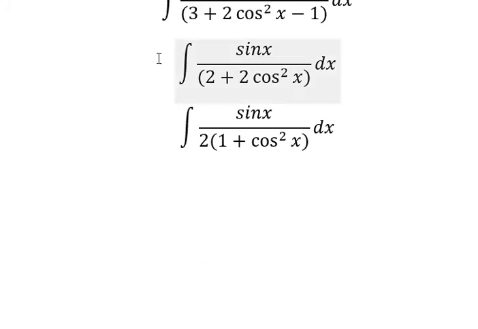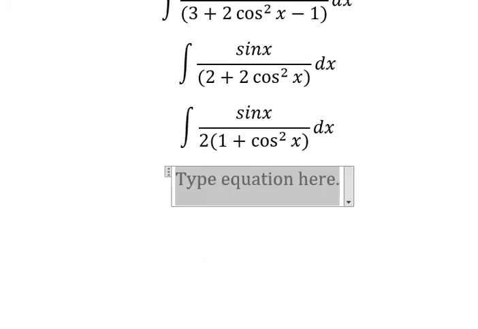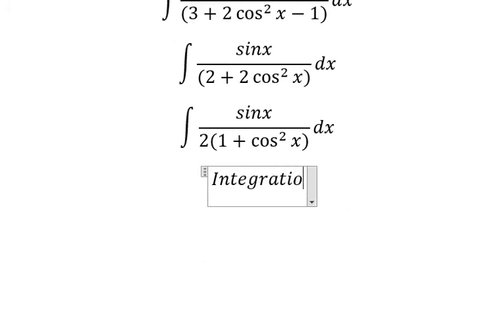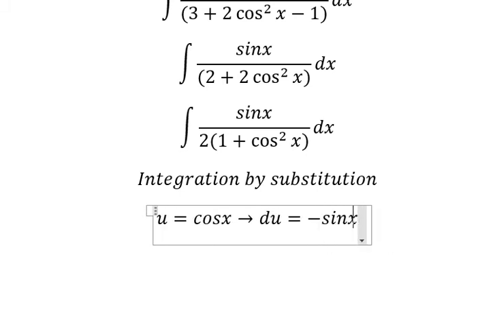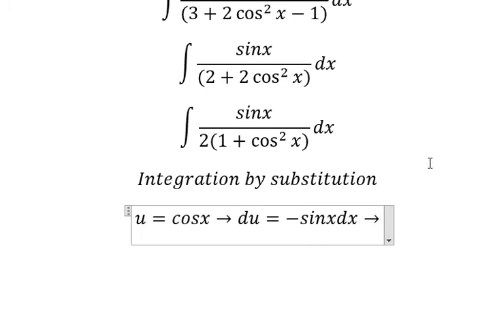Now, we can use integration by substitution. So I will put u equal to cosine x. Later we do the first derivative for both sides. We have negative sine x dx. Later we put the negative next to the u.